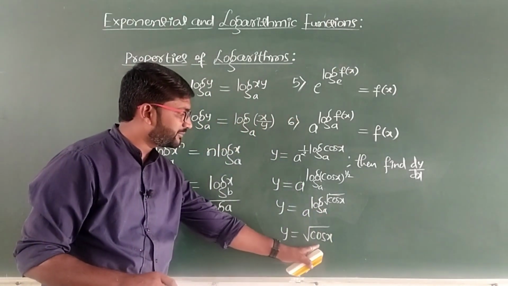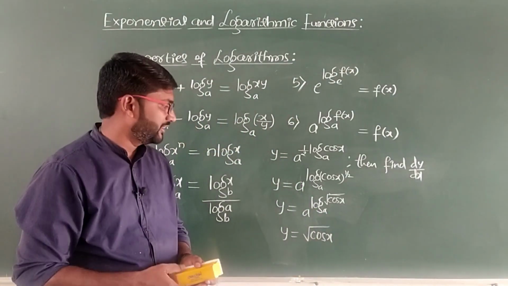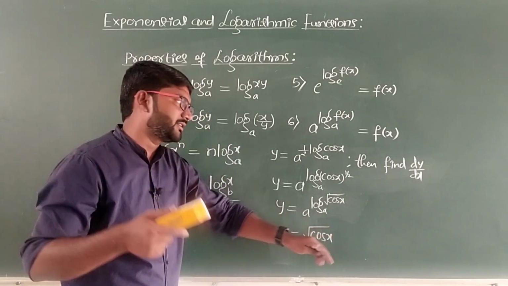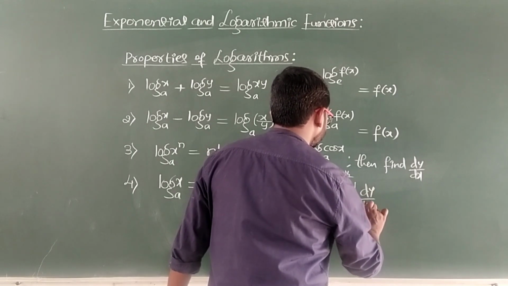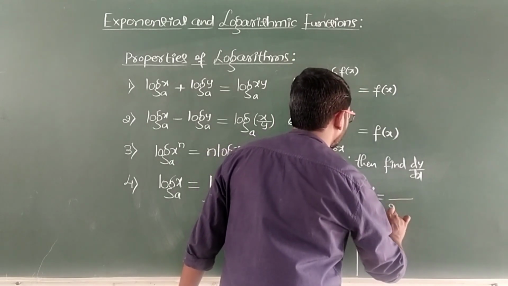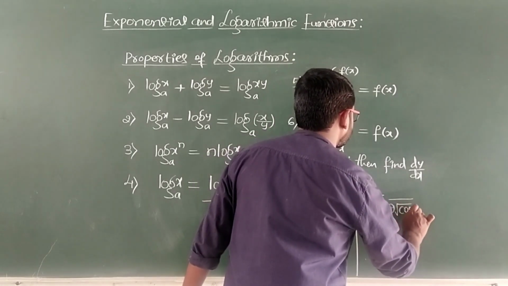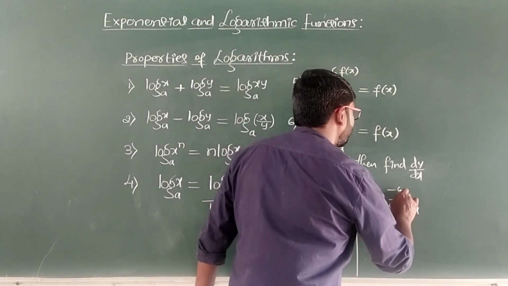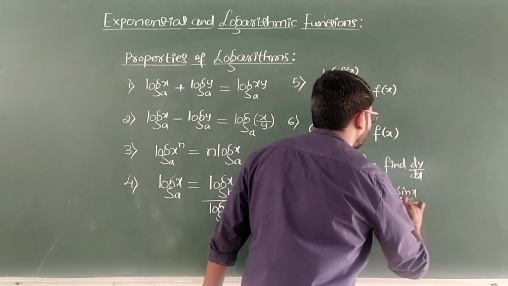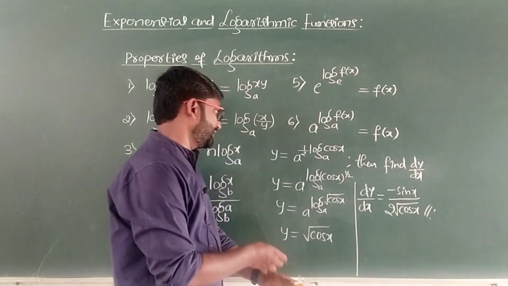Now take the derivative of this function by making use of the chain rule. When it is in the root x form, we have to differentiate it treating it accordingly. So what do we get now? dy by dx is equal to 1 by 2 root cos x. Now the derivative of cos x will be minus sin x. So it is minus sin x. This is the final answer for this second example.